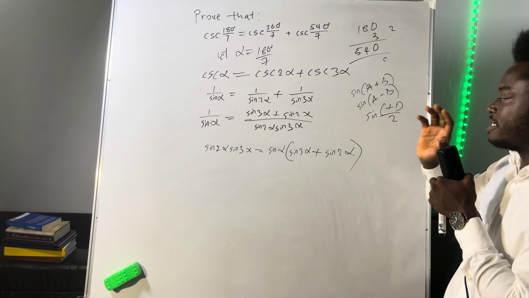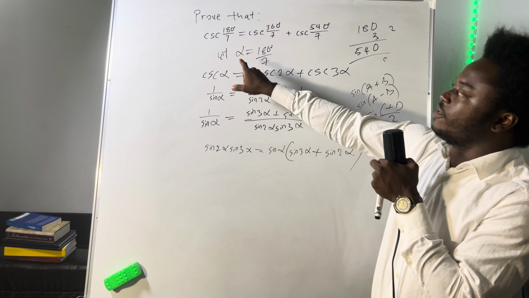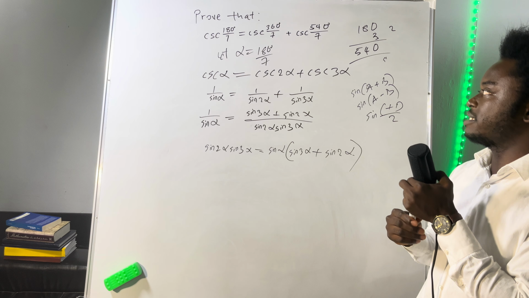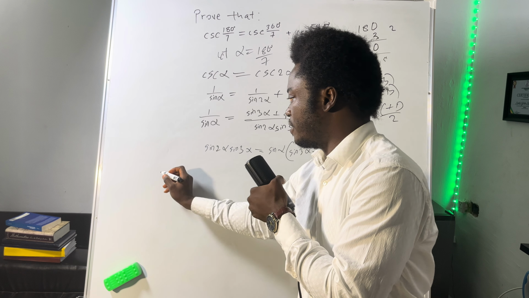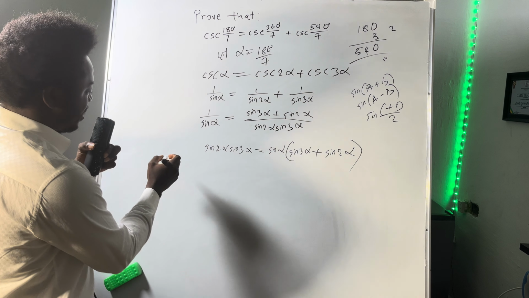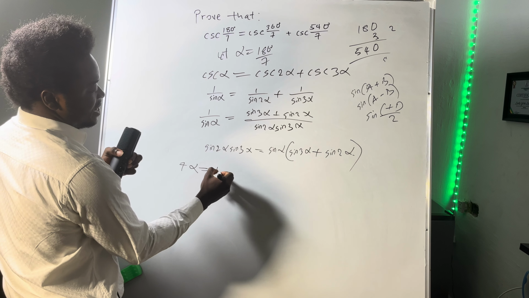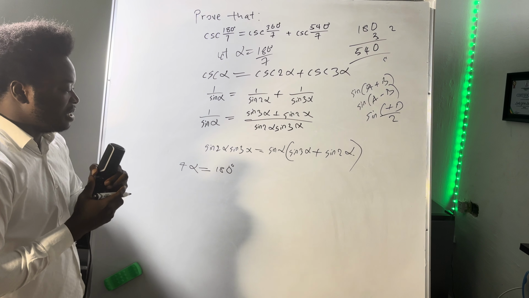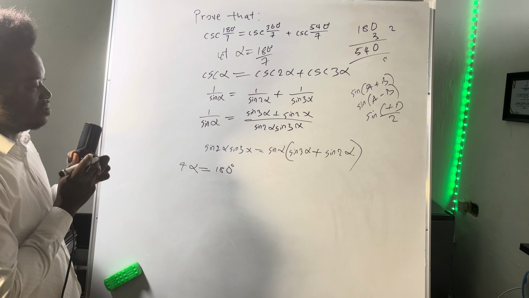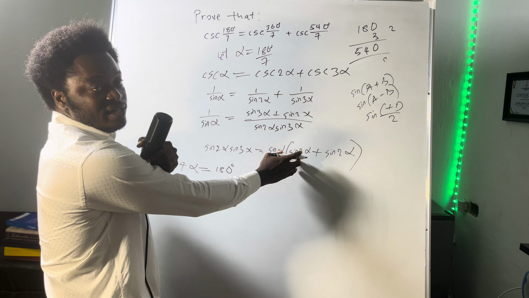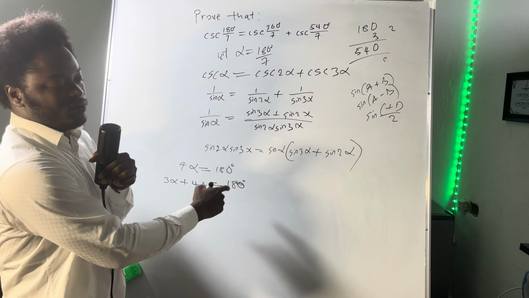And it's simple. You're going to go back to when you let alpha be 180 over 7. That means 7 alpha equals 180 degrees. So you see, now we could write this as, so we have a 3 alpha here. So that means 3 alpha plus 4 alpha equals 180 degrees.